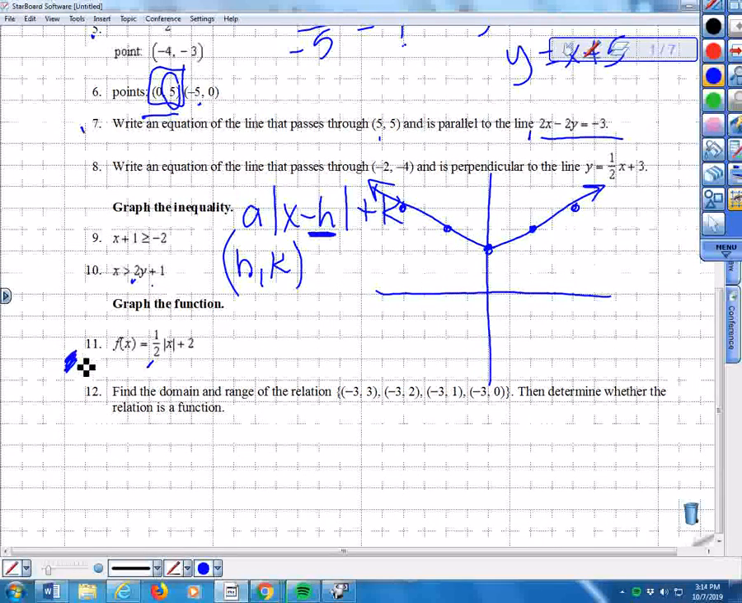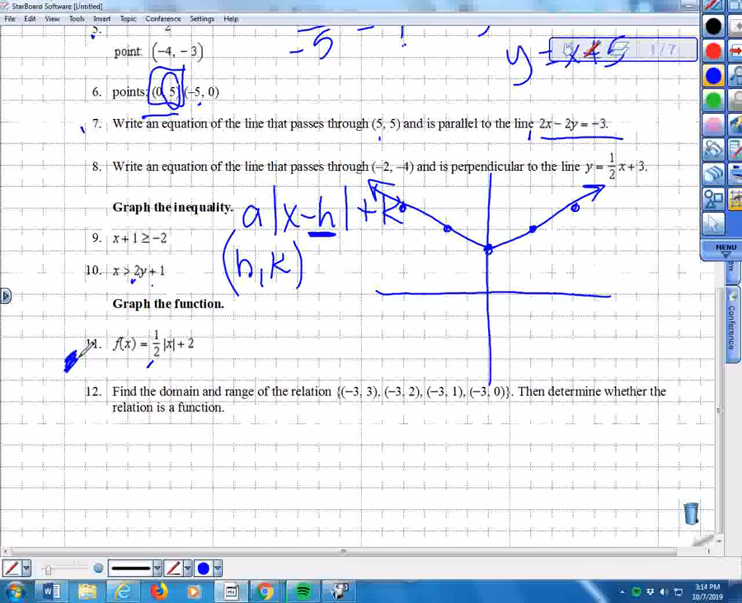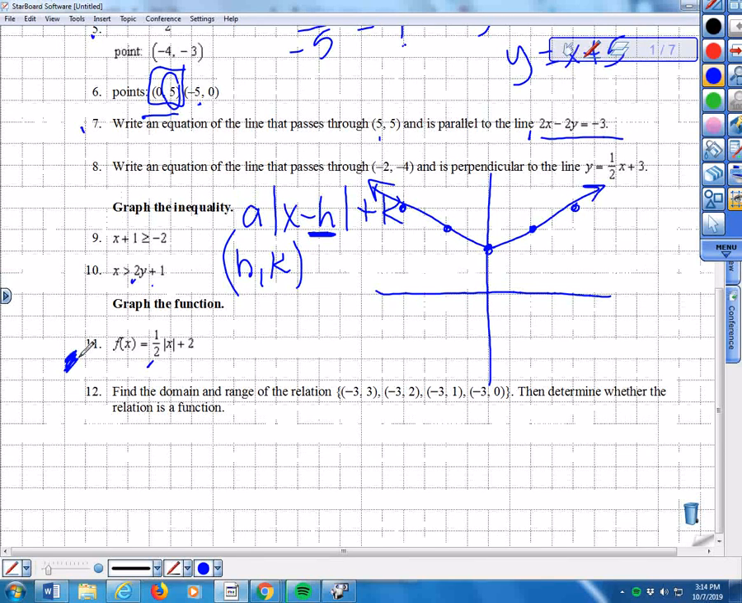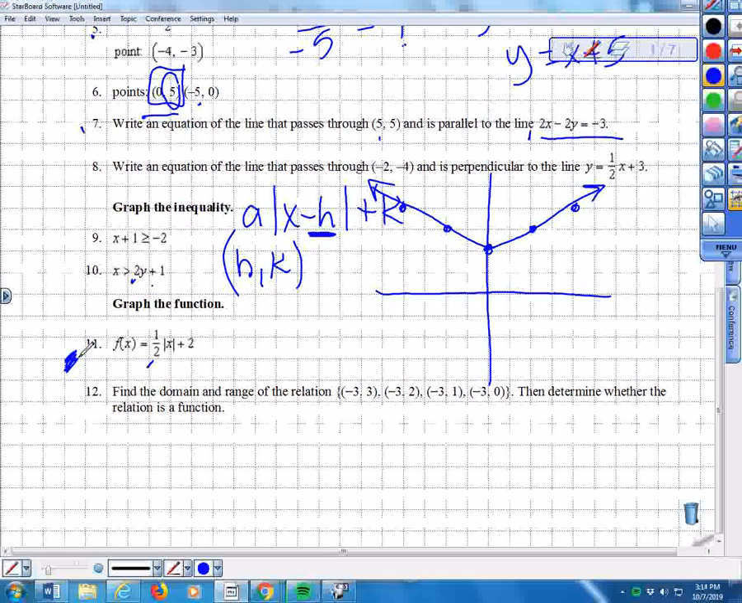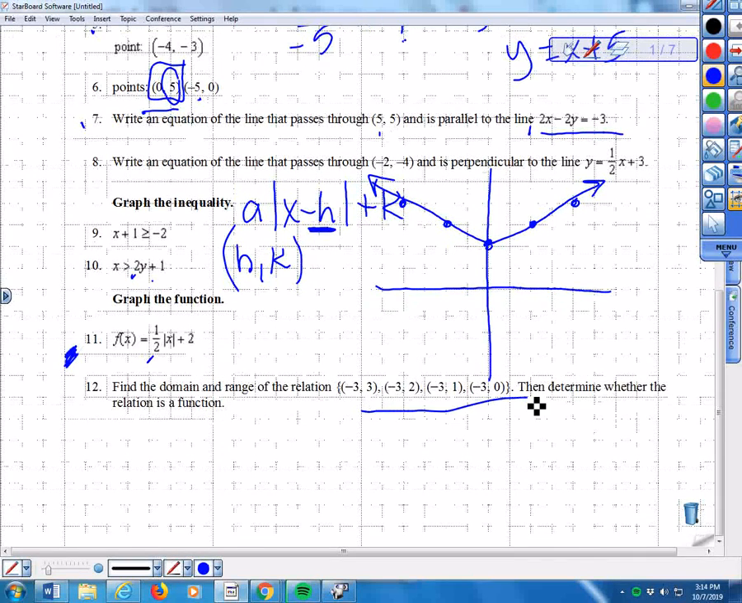I almost shaded for that one. I don't know why. Everybody follow how to graph those? No shading, it's not an inequality. You only shade if it's an inequality. Okay. This one should have been really easy. What's the domain of this function?